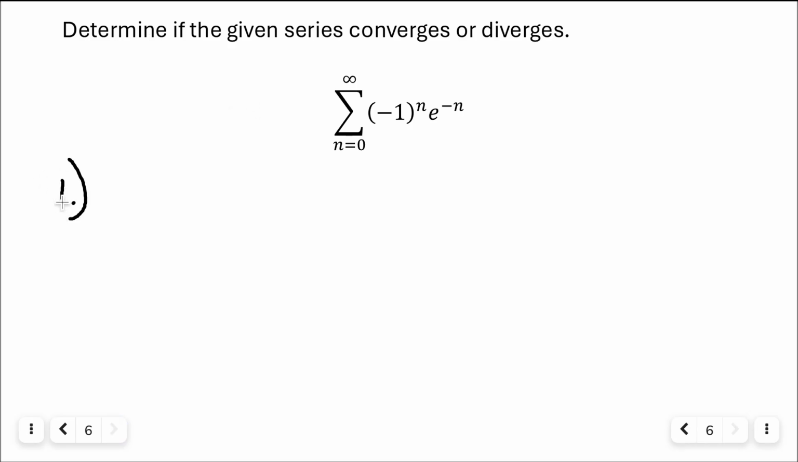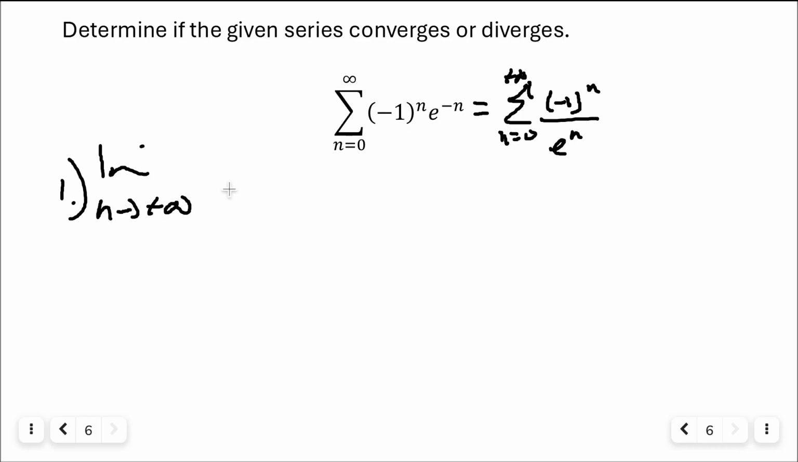All right, so first things first. You know what? Let's rewrite this first, I think. Let's try n equals 0 to infinity, negative 1 to the n over e to the n. Let's write it like that. Take this negative power, put it in the denominator. I think that's going to be a little easier to work with. All right. Let's try the limit as n goes to infinity of 1 over e to the n.